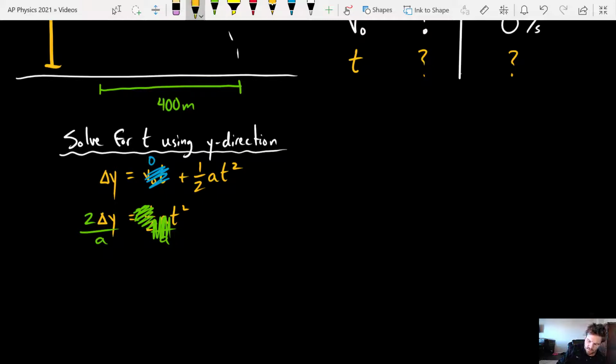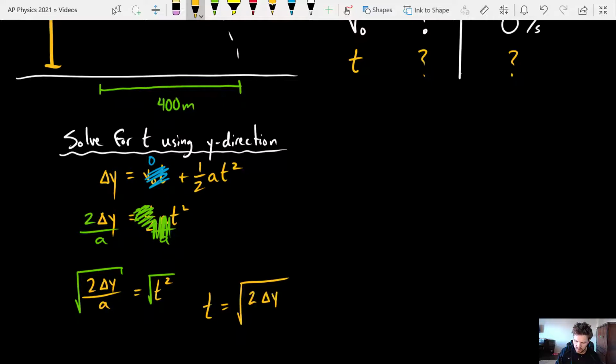So right now I'm sitting with 2 times displacement over acceleration is equal to t squared. And the very last thing we need to do to get that t all alone is square root both sides. And so we have t is equal to the square root of 2 times the vertical displacement over the vertical acceleration. Plug in all those numbers and we get approximately 10.1 seconds. Now remember, that's not the final answer, so we're not all the way done yet.